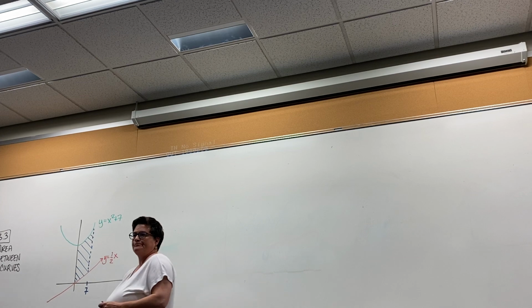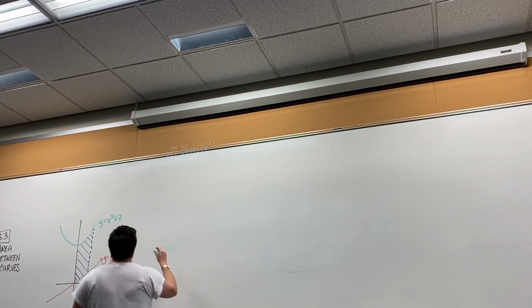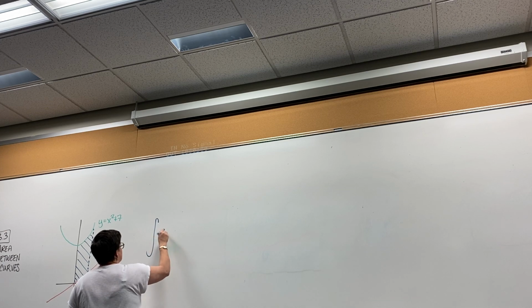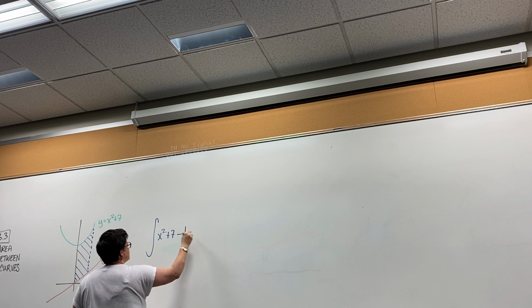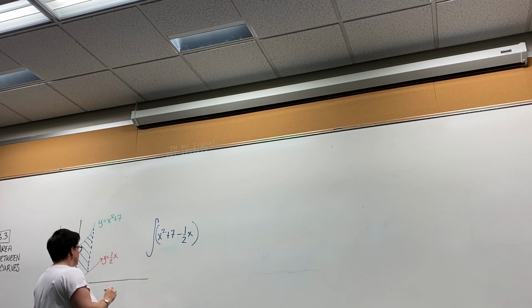Who's on top? The y squared plus seven? Yep. So how do I set this up? Top x squared plus 7 minus our bottom, which was 1/2 x. We're integrating that from what to what? 0 to 7.